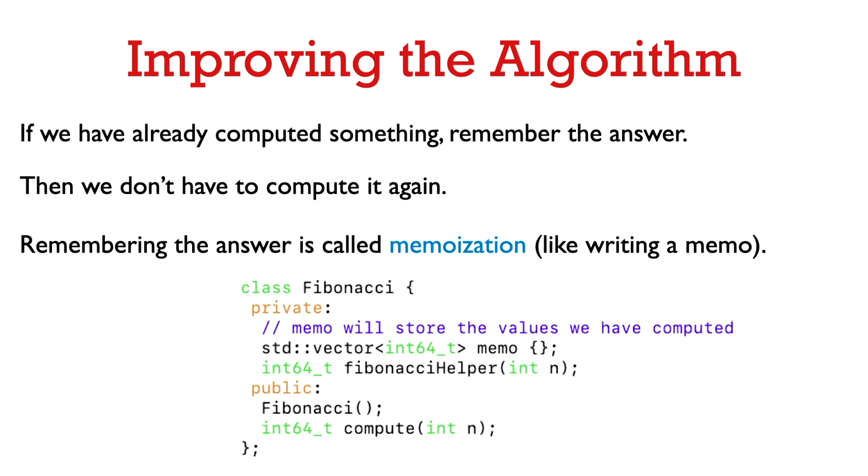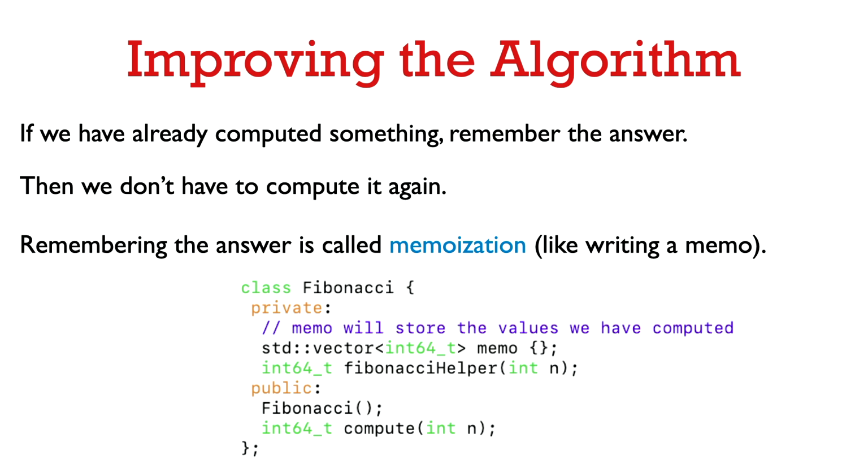So an easy solution to fix that is when we compute a value, we just remember it. Then if we want to compute that value again, we just look it up in some table, so we know the value, and we don't have to do the additional work to compute it again from scratch. This is a technique called memoization. It sounds like memorization, but it actually comes from memo, like writing a little note to yourself, a memo.